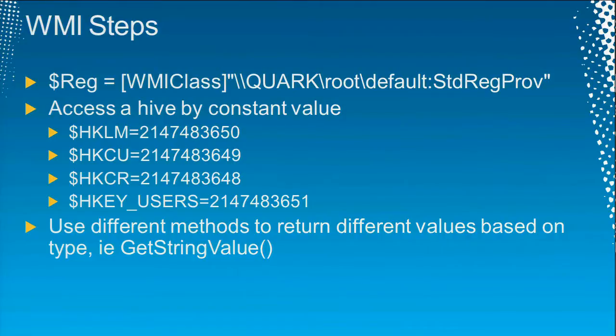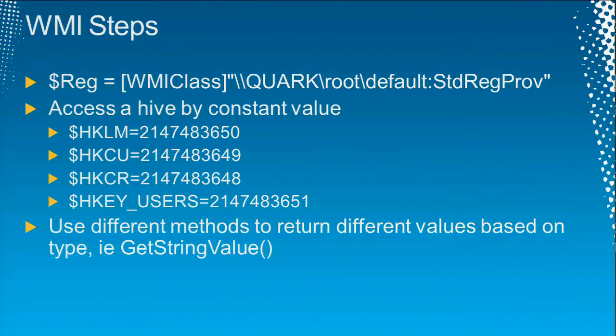Now, unfortunately, you have to access the Hive by a constant value. So if I ever have to do WMI registry stuff, I will usually create a variable or a hash table so that HKLM and what the value is, because I'm never going to remember that. You've probably forgotten it already. Local machine, current user, current root, and HKey users. Very similar to what we get with .NET. We're going to use the same type of methods.